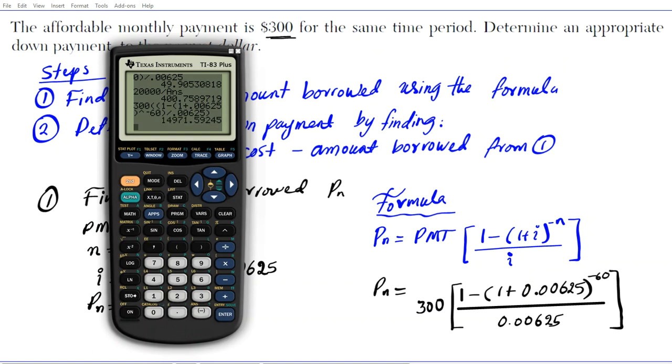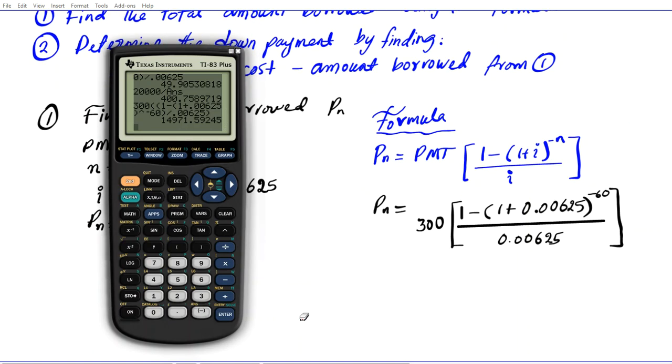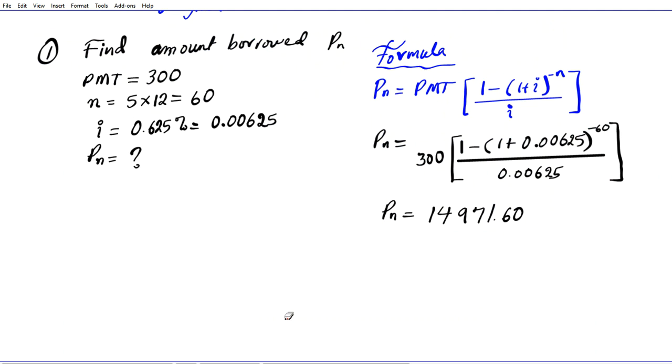Enter, and that's what you get. So that's your amount borrowed. Okay. All right. So let's write that down. Amount borrowed, P sub n, is going to be $14,971.60. Now we're going to proceed to the second part, which is to find the down payment. Okay, so let's find the down payment.